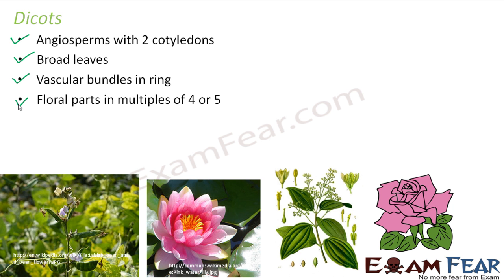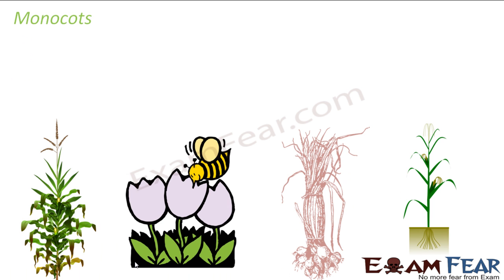So if you talk about examples of dicots, here you can see so many examples, whether you talk of rose, whether you talk of lotus, whether you talk of beans, they are all examples of dicots with two cotyledons.